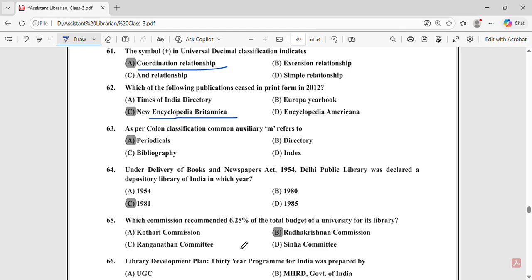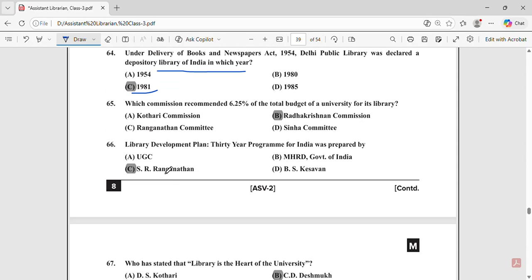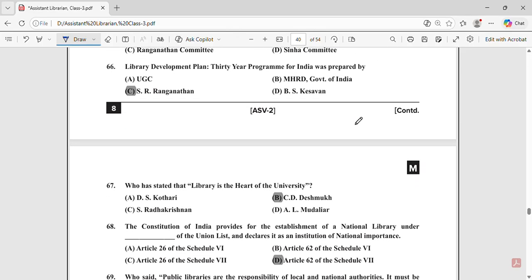New Encyclopedia Britannica. As per CC, Common Auxiliary M refers to the periodical. Under the Delivery of Books and Newspaper Act 1954, Delhi Public Library was declared a depository library of India in which year? 1981. Which commission recommended 6.25% of the total budget of a university for its library?